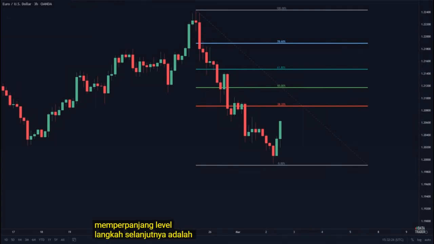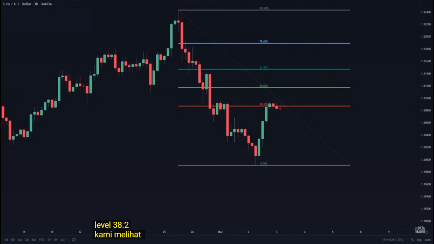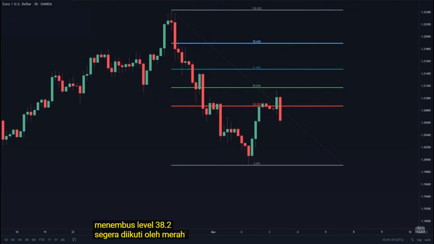The next step is to wait until the price shows a reaction to one of the levels. So as you can see, as price approaches the 38.2% level, we spotted multiple small candles failing to break above the level, indicating that the price is actually reacting to this level. Next, we can see a green candle that broke through the 38.2% level, immediately followed by a big red candle that engulfs the previous candle.